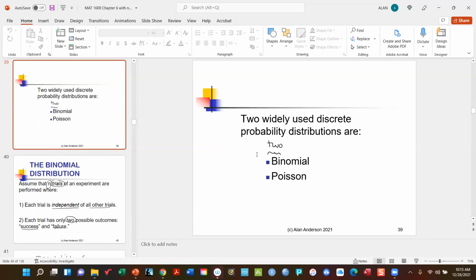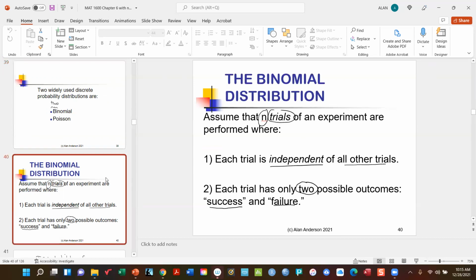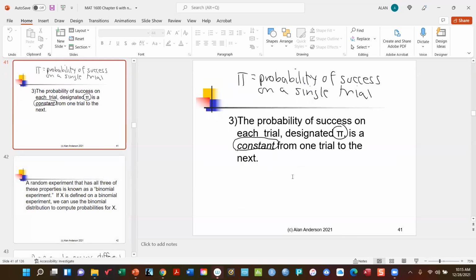Now, the binomial distribution comes about in a very specific way. We have a random experiment with certain key properties. What are those properties? Number 1, all the trials of the experiment are independent of each other. Number 2, and this is where the name comes from, each trial can only have 2 possible outcomes, which we'll call success and failure. All right, there's only 2. And then the third requirement is that the probability of success on a single trial is a constant or never changes from one trial to the next.